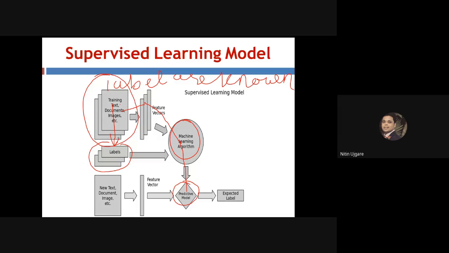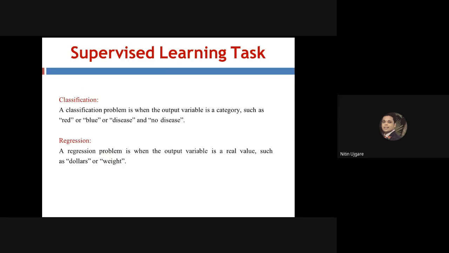Okay, and here you can see that the labels of this training data set are known to us. Then after building the machine learning model, we give the test data as an input to this constructed machine learning model, and we predict the result. So that is supervised machine learning, where the labels of the training data set are known to us. So what are the different types of tasks that come under supervised learning? Supervised learning has two types of tasks: classification and regression.